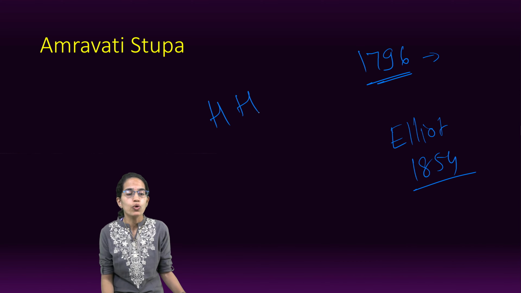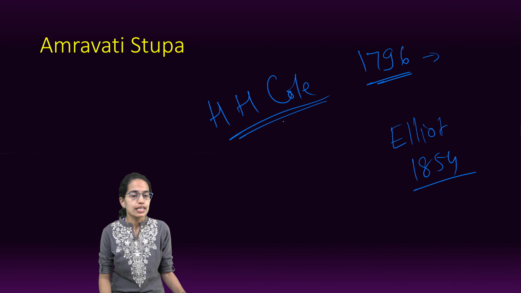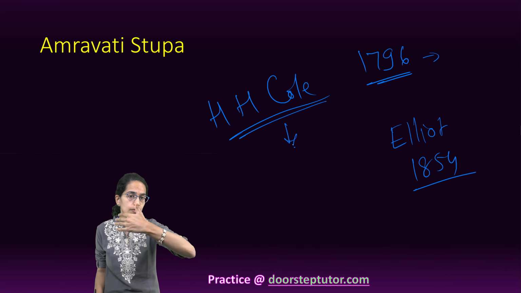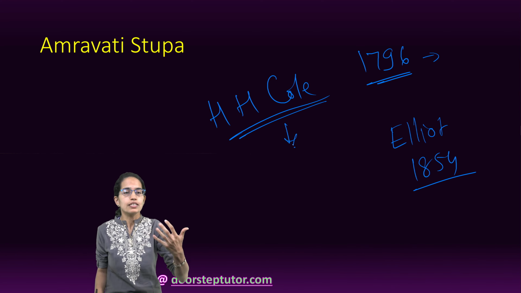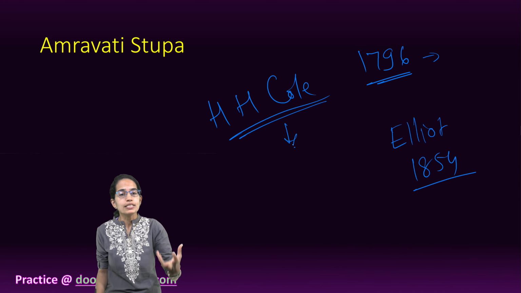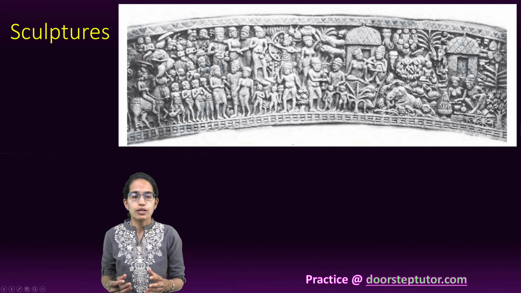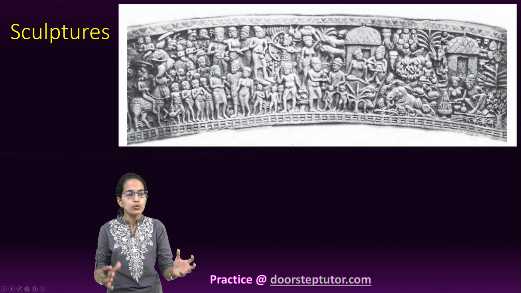And H.H. Cole said at that time that if you want to take these to other nations or other parts of the country, it is important that you take plaster cast copies rather than the original form, because the original would be required to help understand the beauty of the region.